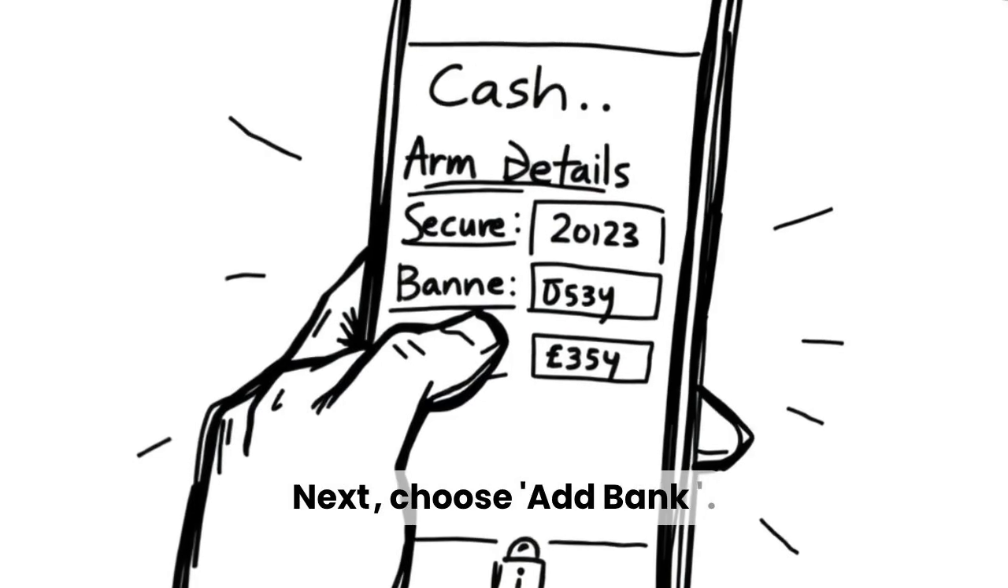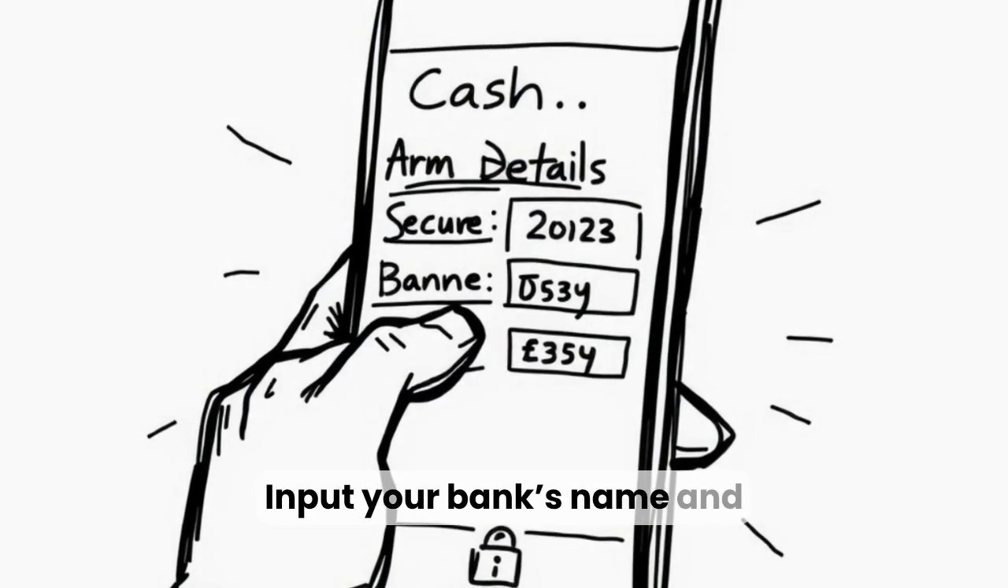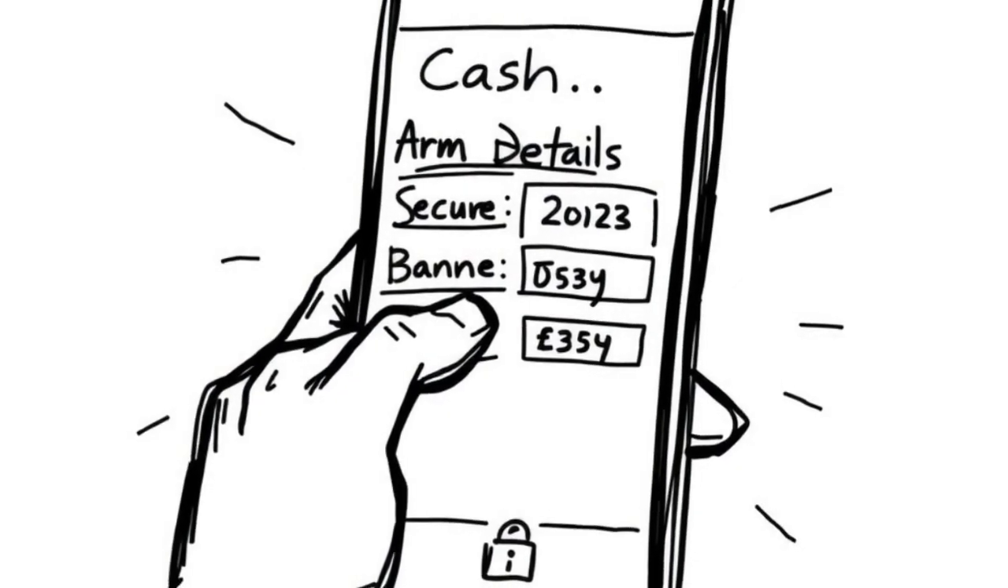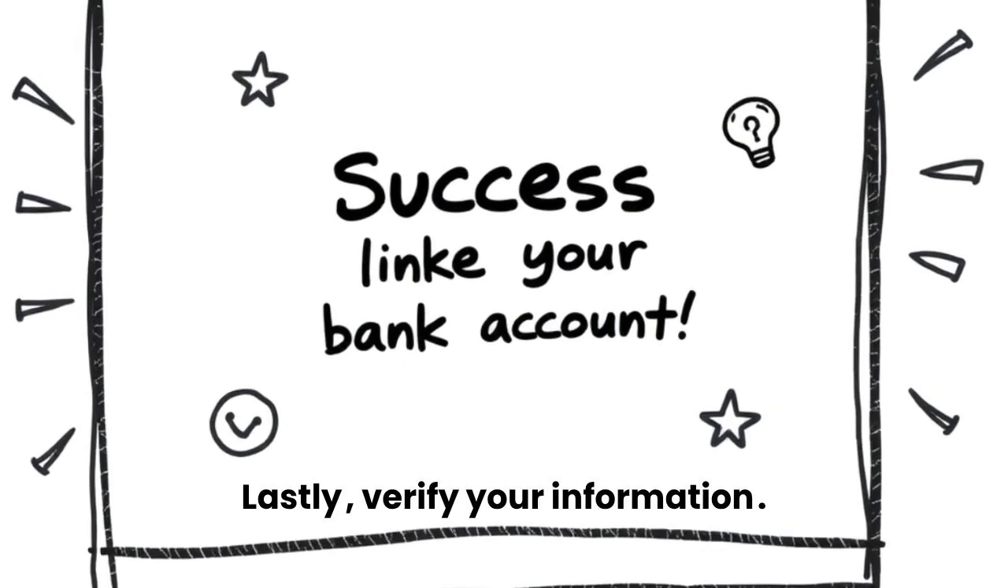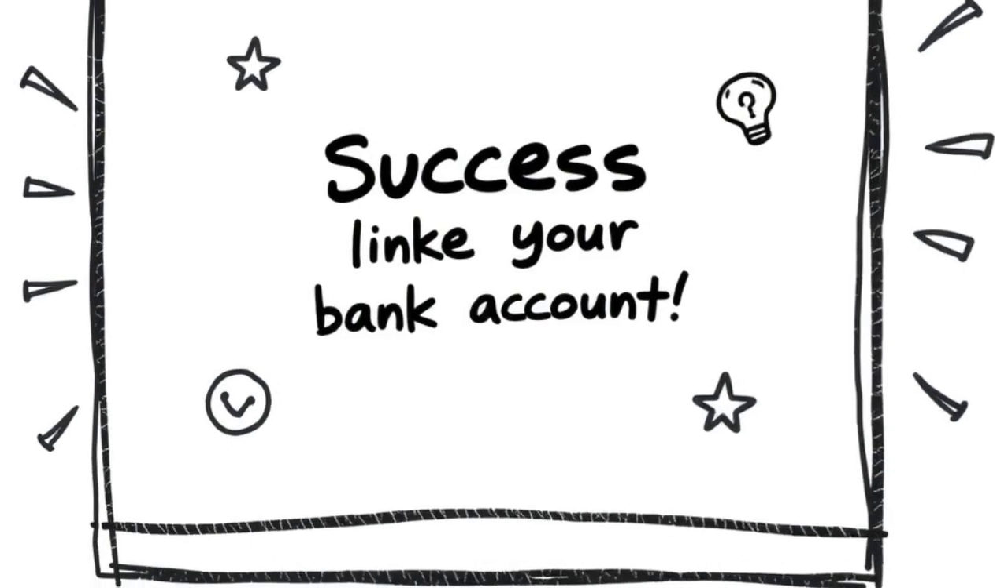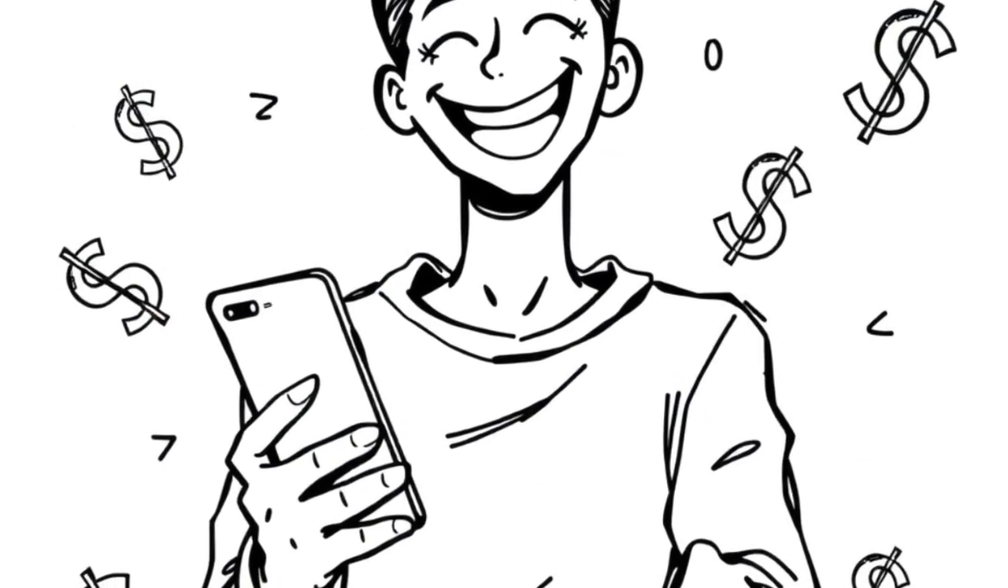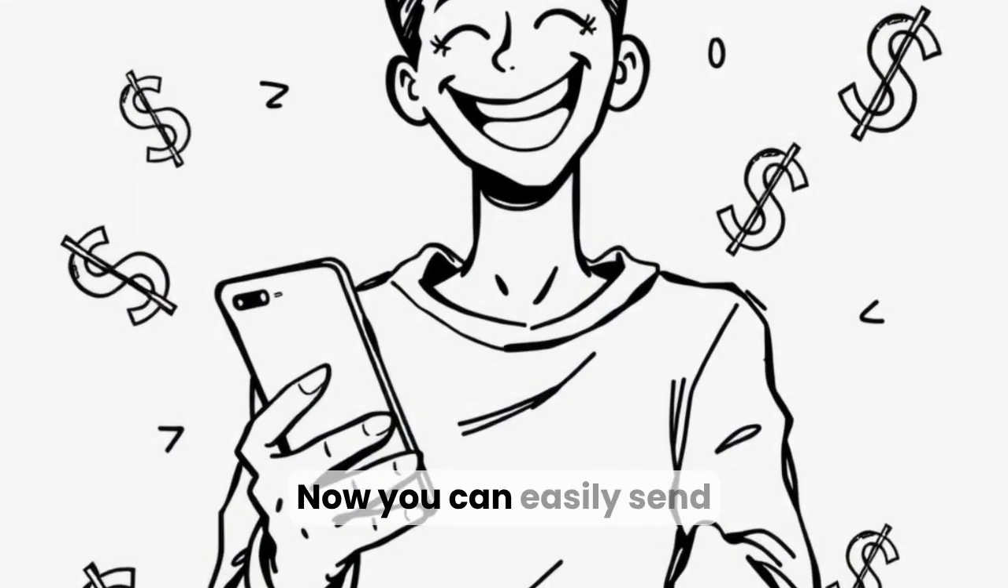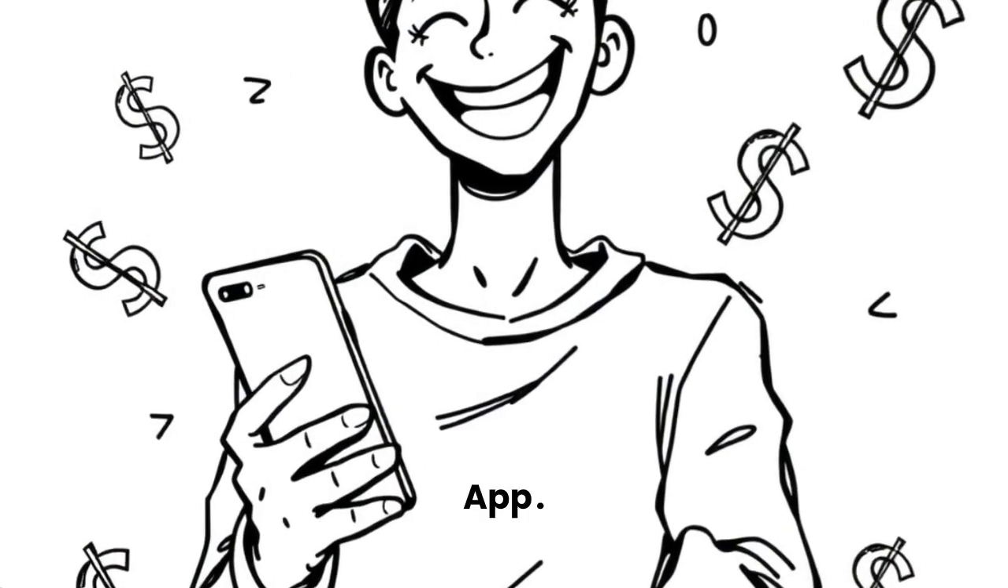Next, choose Add Bank. Input your bank's name and your account details securely. Lastly, verify your information. A confirmation will ensure your account is linked successfully. Congratulations! You're all set. Now you can easily send and receive money through Cash App.